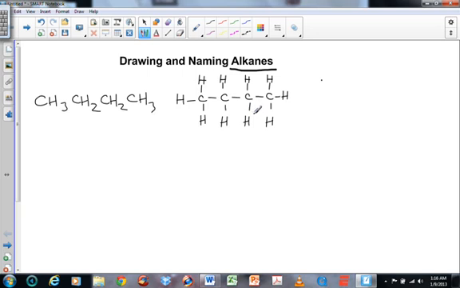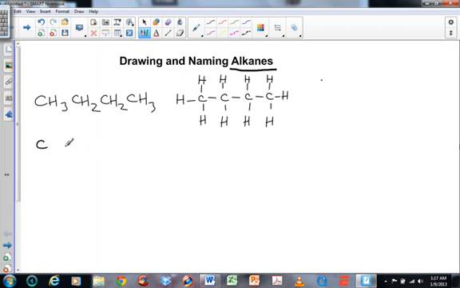Well, there's a set of rules that we have to follow. We're going to start with how to name them. So if you're given a structure, how do you name it? Well, simply put, there is a correlation between the number of carbons in your carbon chain and the name of the alkane. It's basically like a code that you want to be able to follow.